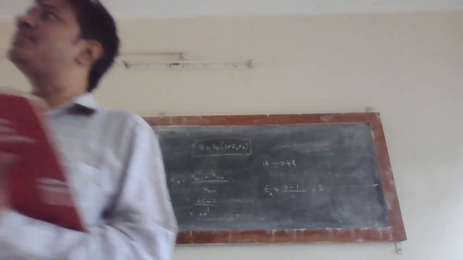What is XA there? Conversion. So from that equation, can you get conversion? That is the next equation. XA is equal to (V minus V naught) by V naught into epsilon A. Just rearrangement. Are you getting it? Is it clear?